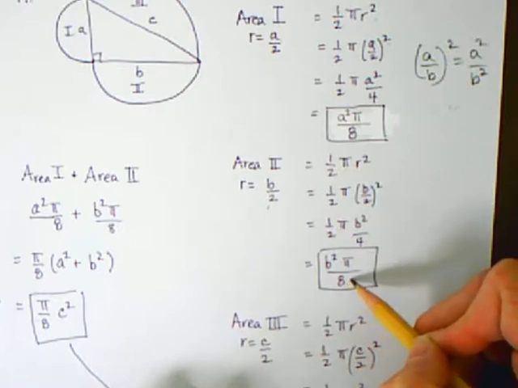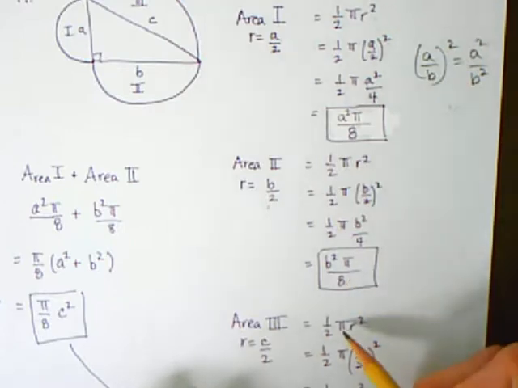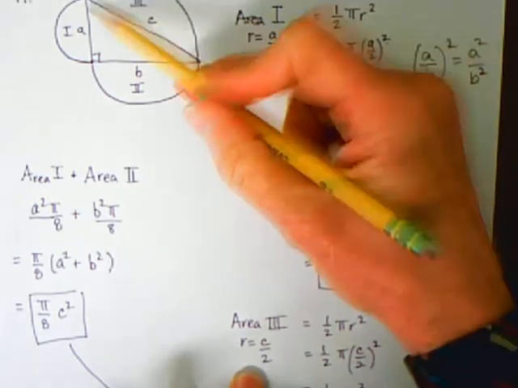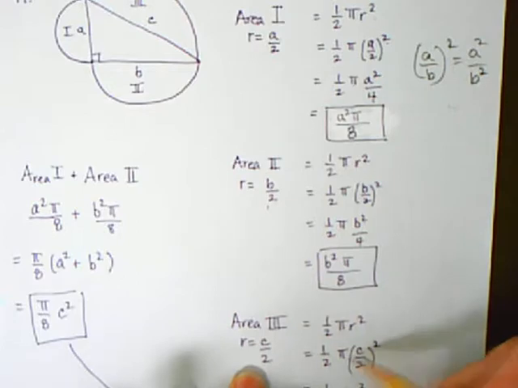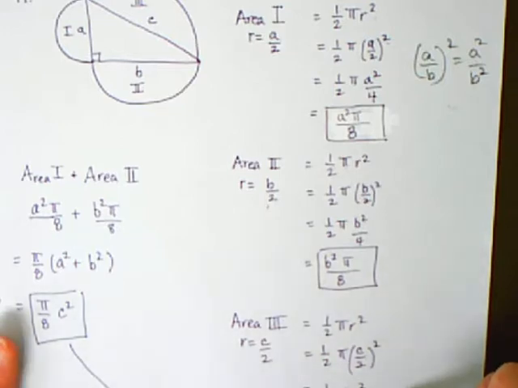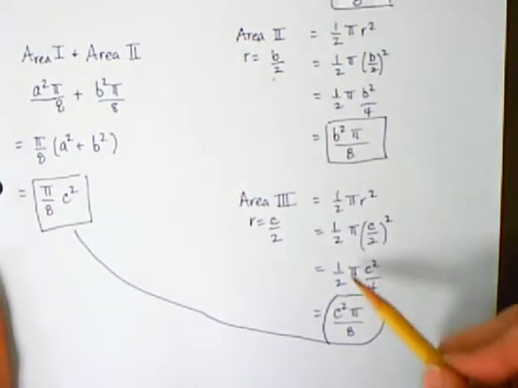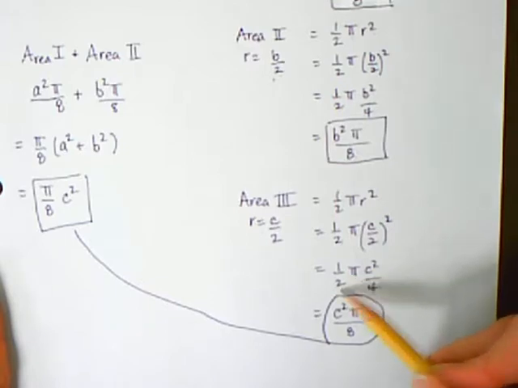All right, for my area 3, the radius is C over 2 because the diameter is C. So 1/2 pi times C over 2 quantity squared. So that's C squared over 2 squared, C squared over 4 there. And then I have C squared times pi over 8.